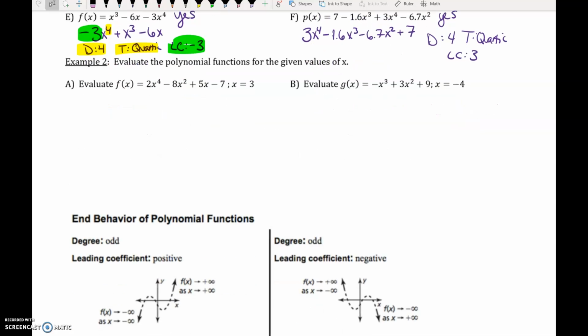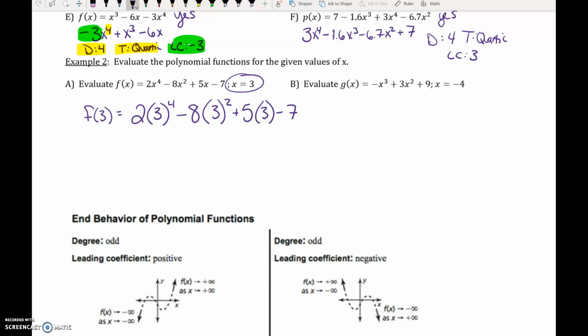Evaluate the polynomial functions for the given values of x. So here's a polynomial. They want us in every single one of those x's to put 3. They want us to do f of 3. Plug 3 into all of the x's. My biggest suggestion here, you can use your calculator if you are big into parentheses. Everywhere that you see an x, put parentheses around it. So 2 parentheses 3, close your parentheses raised to the fourth, minus 8 parentheses 3, close your parentheses squared, plus 5 parentheses 3, minus 7. If you plug that into your calculator exactly like that, it will give you the right answer.